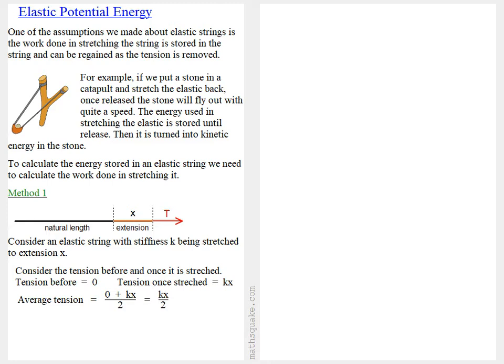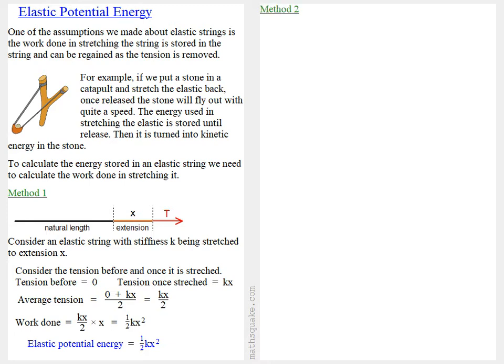Now if we assume we've got a constant average tension of Kx over 2 and extend it an amount x, the work done is Kx over 2 times x, or a half Kx squared. So the elastic potential energy would be a half Kx squared. The problem with that method is we assume that the tension is the average of the first and last tensions, whereas actually the tension is continually changing all the time.